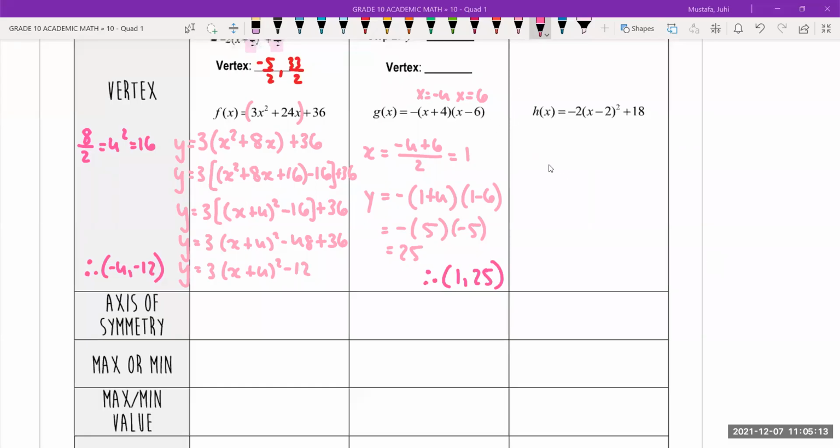All right, for this one, the vertex is you just read this number here and then this number here. So it would just be 2, 18.